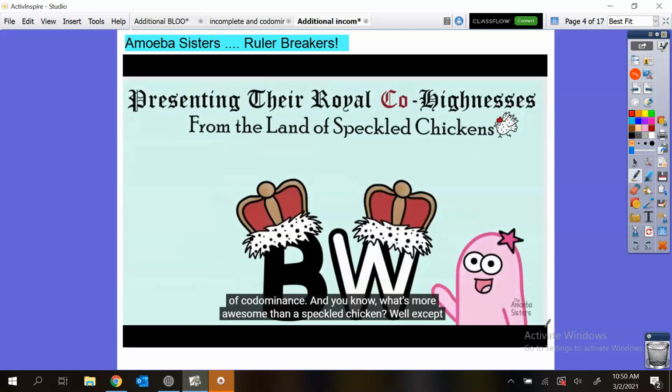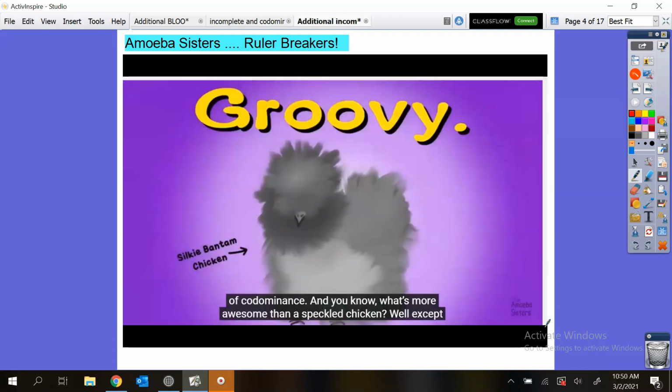And you know what's more awesome than a speckled chicken? Well, except for those silky bantam chickens.